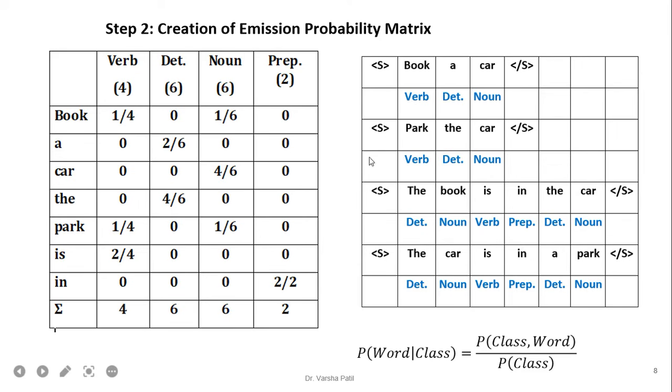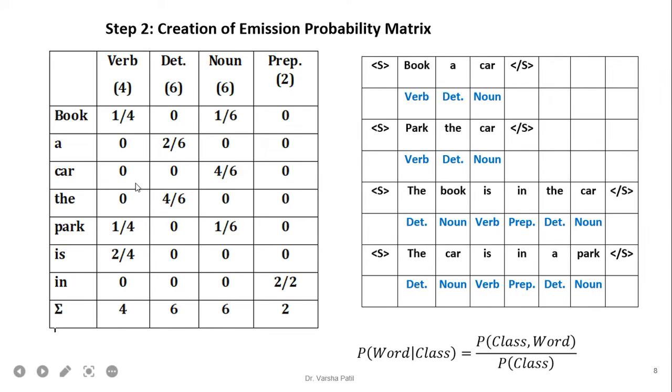So we require to count how many verbs are there, how many determiners. So verbs are total 4, determiners are 6, nouns are 6 and prepositions are 2. Now we have to check how many times book occurs as a verb. So book occurs as a verb only one time, so it is 1/4. Now book occurs as a noun how many times? So book occurs as a noun one time, so it is 1/6. So in this way we require to assign the probability.